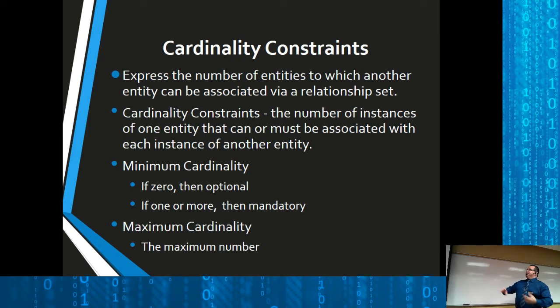Cardinality constraints. Okay. It expresses the number of entities with which another entity can be associated via a relationship set. That sounds like a really complicated way to say a mother can have many children, a child can only have one mother. That's what that sentence means. It just means that when you have a relationship between two kinds of objects or entities, there are certain rules.